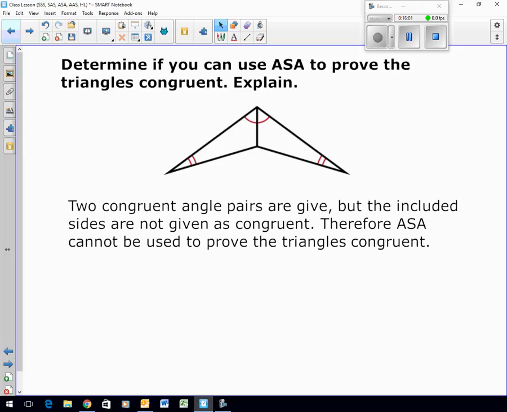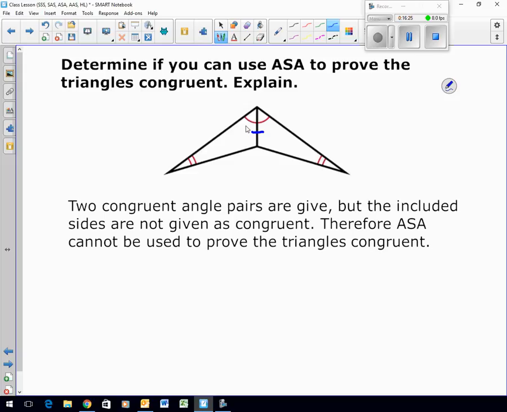Stop. Listen to my question. To use angle, side, angle, I have to have an angle, a what? Included side, and another angle. These triangles have a side in common. Yes, they do. This side right here would be congruent, or common, to both triangles.